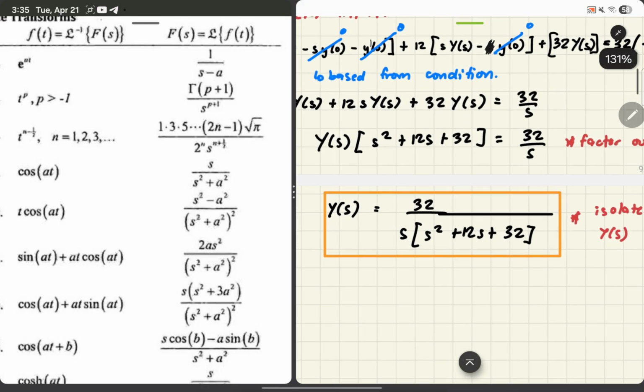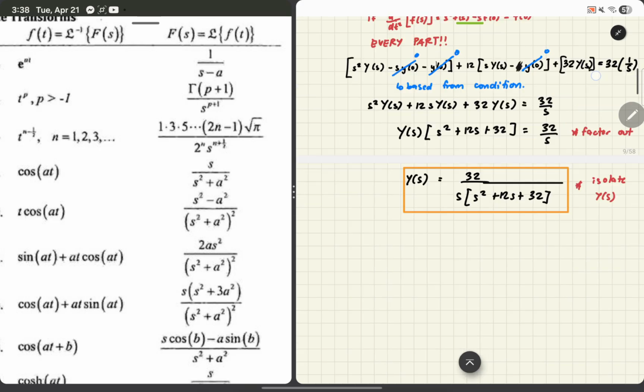Now we just have to isolate Y of s, and then we will have 32 over s times this function. So now this is our Laplace transform. This is our final answer.